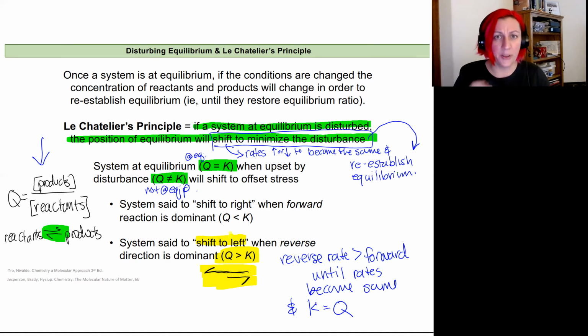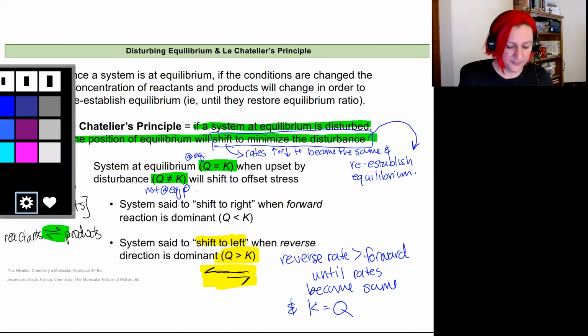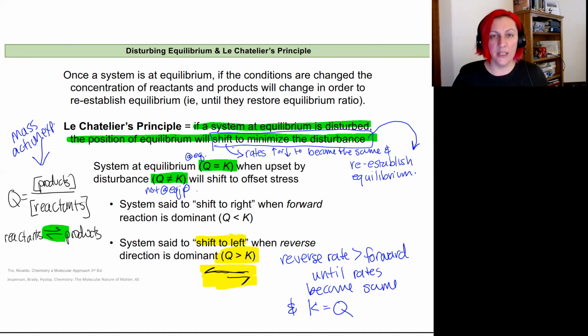So let's think about the other one, where something happens to the reaction, and now when you calculate that mass action quotient, or that mass action expression, which remember is this right here, then what we have is a Q that is less than K if we calculate it.